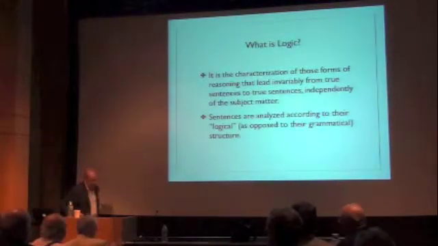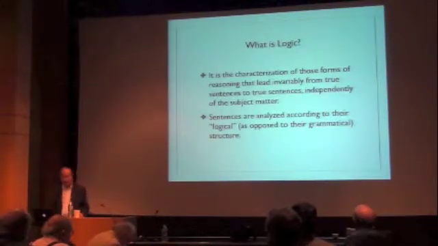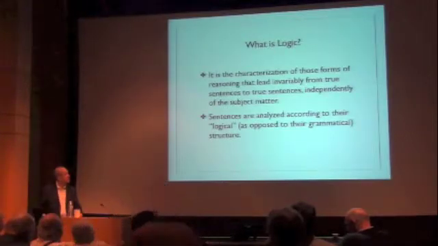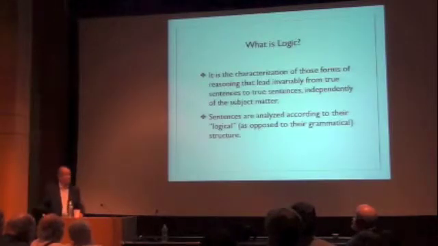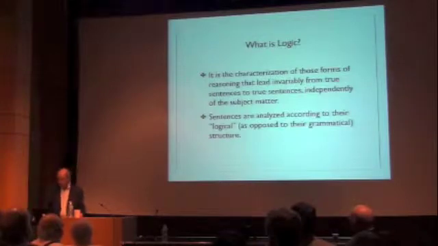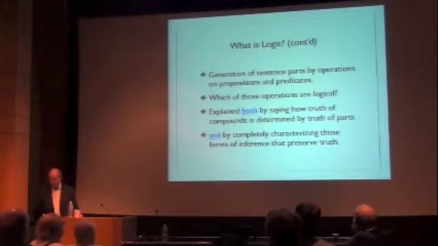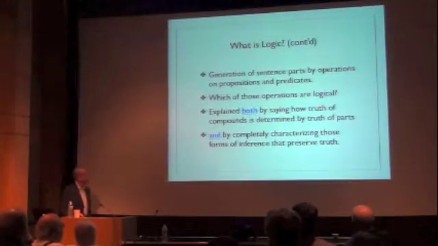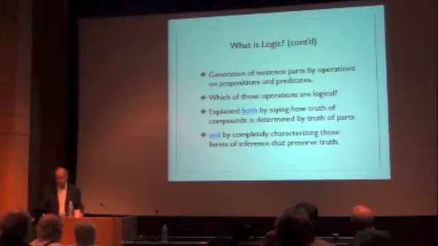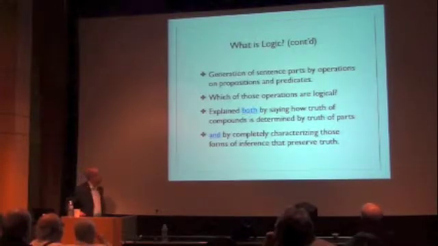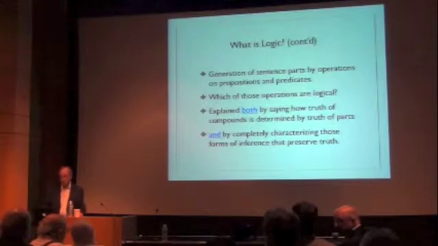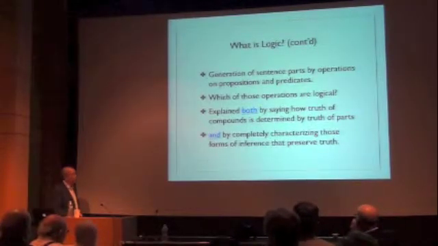So first of all, the concern here is the exact limits of logic. In general, we'd say that in logic, what we're after is to characterize the forms of reasoning that lead from true sentences, invariably to true sentences, no matter what the subject matter. And they're supposed to be analyzed according to their logical, as opposed to their surface grammatical structure. Not exactly what that means, but sentence parts are generated by certain operations on propositions and predicates. And the question, what is logic, then reduces in a certain way to the question, which of those operations are to be considered logical? And that's to be explained both by saying how truth of compounds is determined by the truth of the parts, and by characterizing those forms of inference that preserve truth in some sort of complete way.